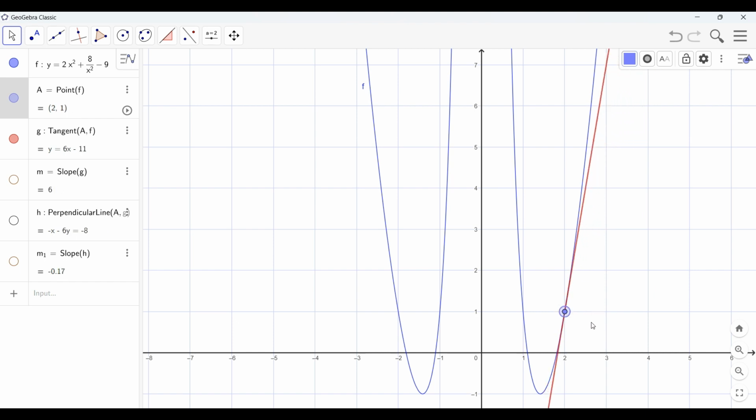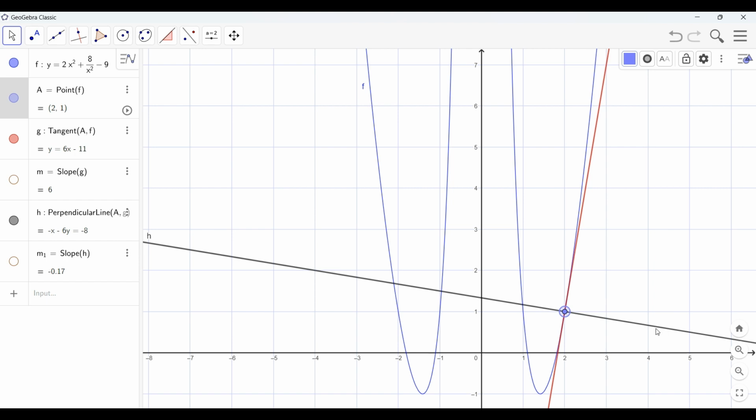The question is asking us that when x is equal to 2, what will the gradient of this tangent be? And the second part of the question is saying that also if we had a normal formed where x is equal to 2, the normal being a line perpendicular to the tangent that passes through the same point of contact as the tangent, what will the equation of that straight line be?